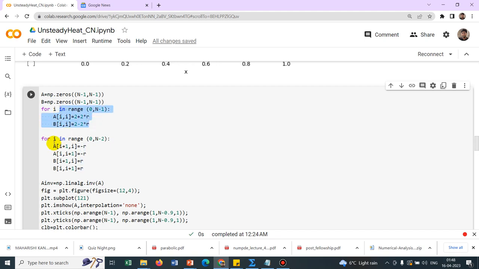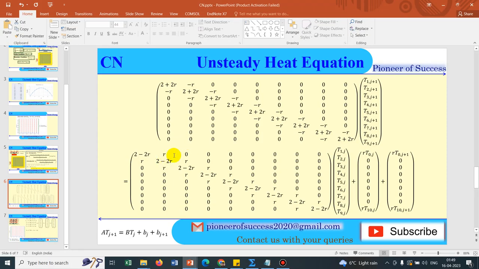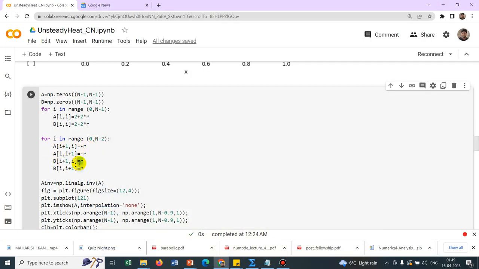And for the other diagonals, that is I plus 1 comma I, in A we have minus R. Similarly, I comma I plus 1, we have minus R. So those are the other two diagonals. Similarly, B I plus 1, I and B I, I plus 1 represent the other two diagonals for B, and for B they are R. Just match with this particular matrix. So in B we have R and in A we have minus R. So everything is defined now.